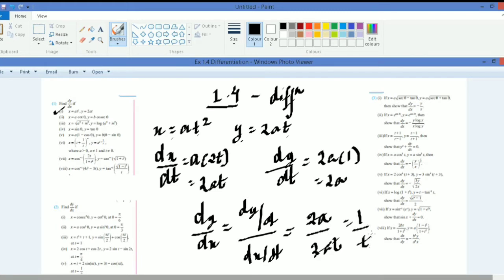This is called the parametric form. First you differentiate x with respect to t, you differentiate y with respect to t, you get dx by dt and dy by dt. You divide the two, and you get dy by dx. So remember, this is the basic form of a parametric. Let's try and do another question.